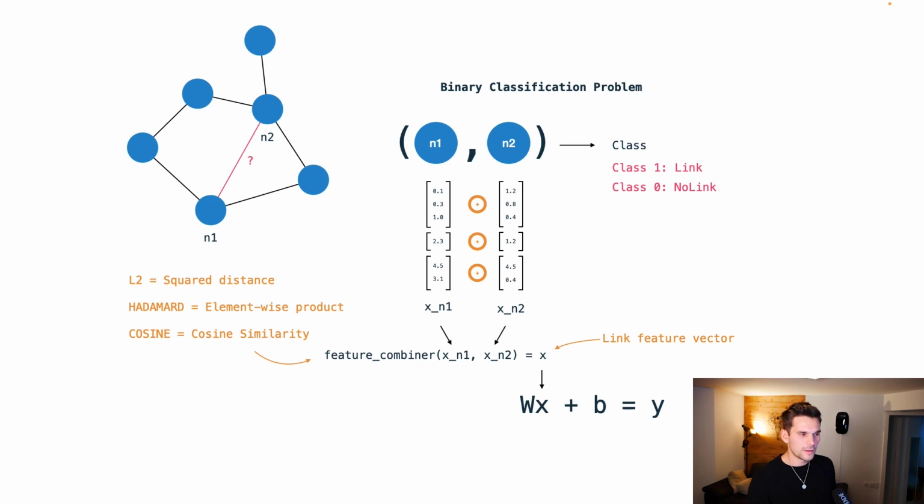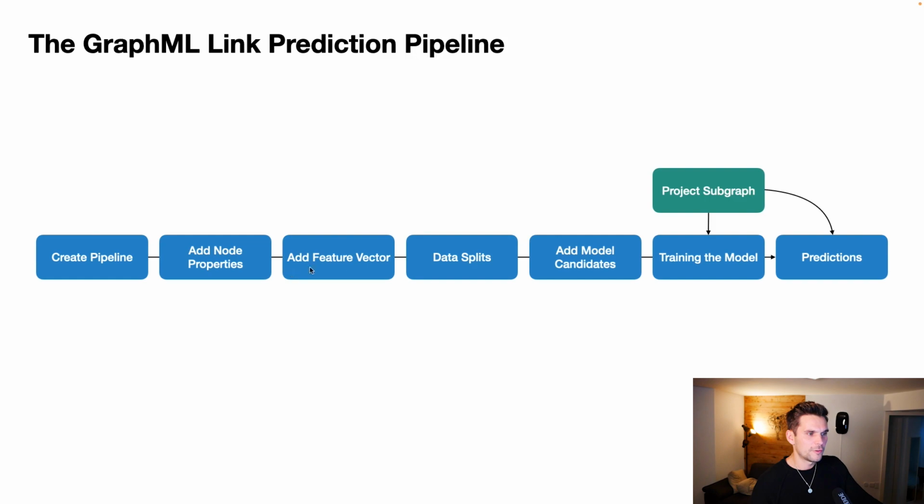So on the Neo4j GDS pipeline, we currently have three combination functions, which are pretty straightforward. One is L2, which would be the squared distance of the two vectors. Hadamard, which is the element-wise product. And cosine, which is the cosine similarity of the two vectors. And we end up with a final vector, or a scalar in the case of cosine similarity. After we have combined both feature vectors, we have one vector for each of the node pairs. So that's the link feature vector step.